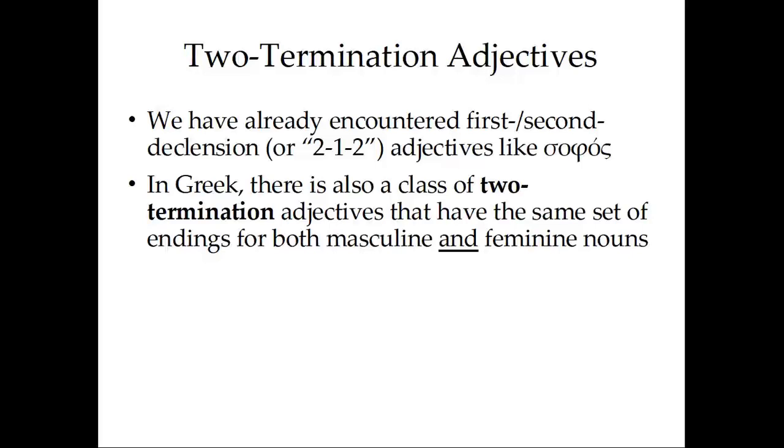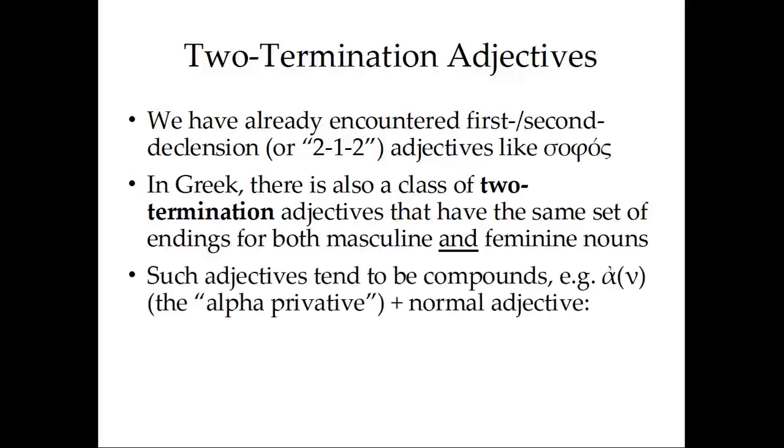In Greek, though, there is also a class of two termination adjectives that have the same set of endings for both masculine and feminine nouns. So this would effectively be a 2-2 adjective, removing the one for the feminine. Or alternatively, if you want to think of it this way, 2-2-2. Such adjectives tend to be compound adjectives.